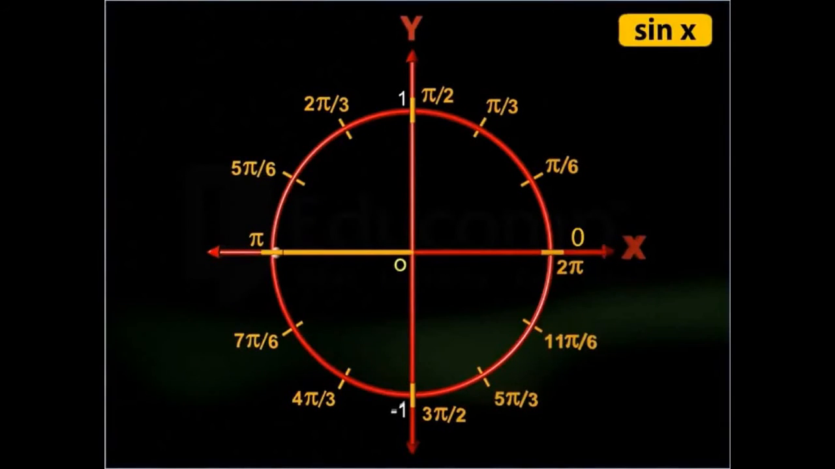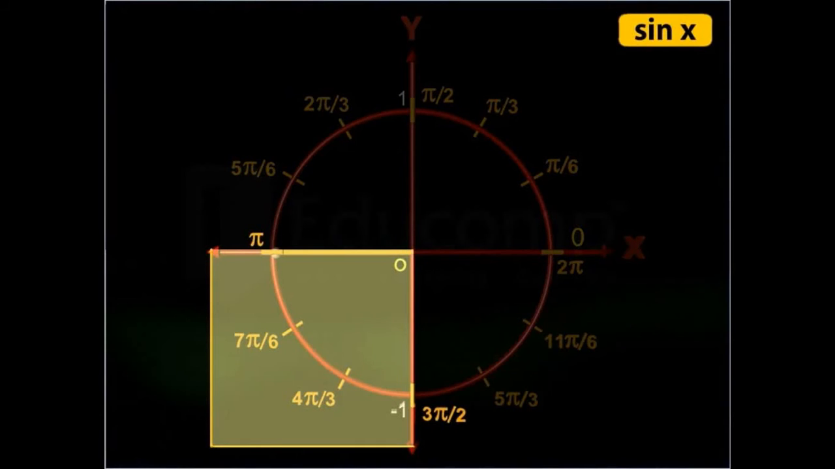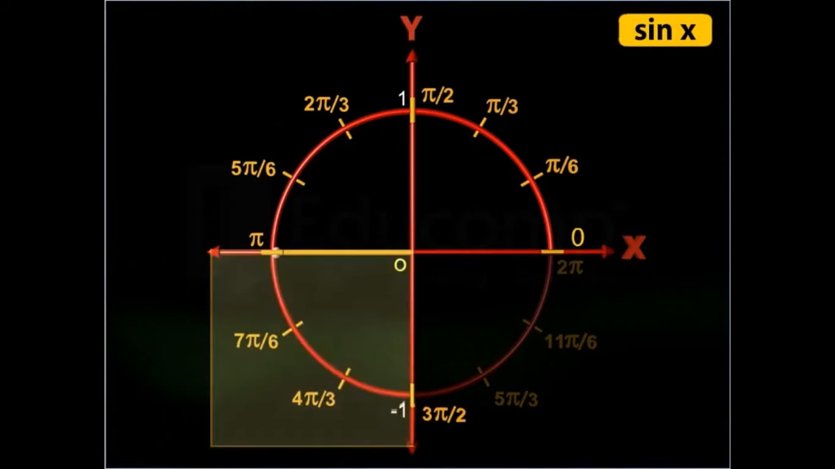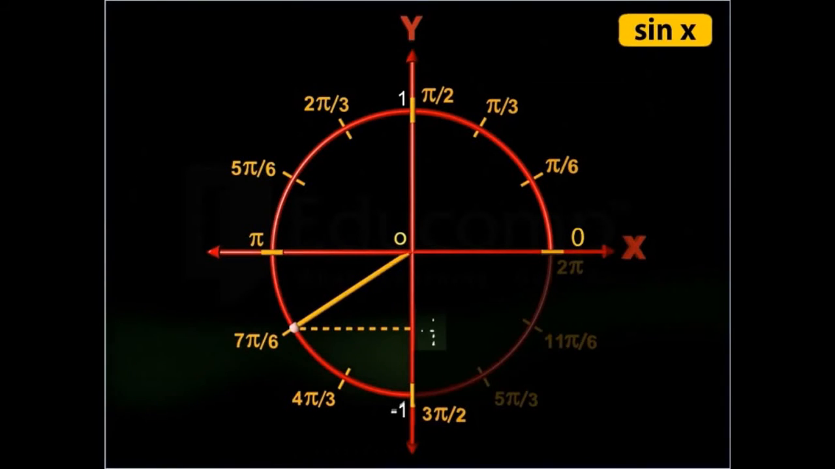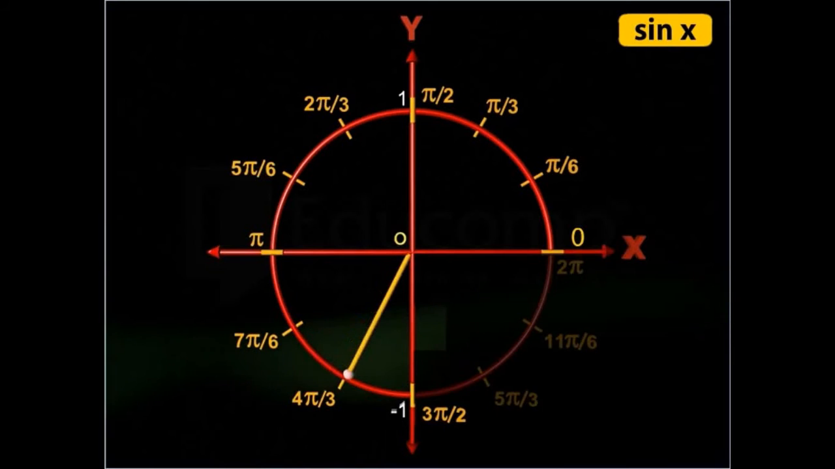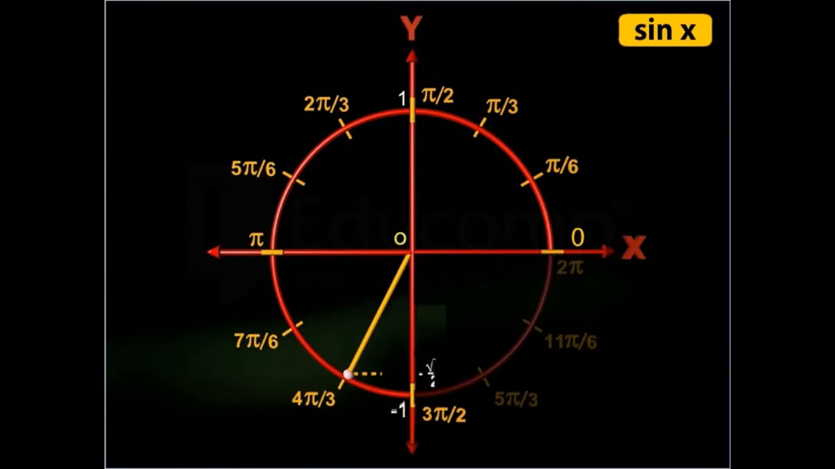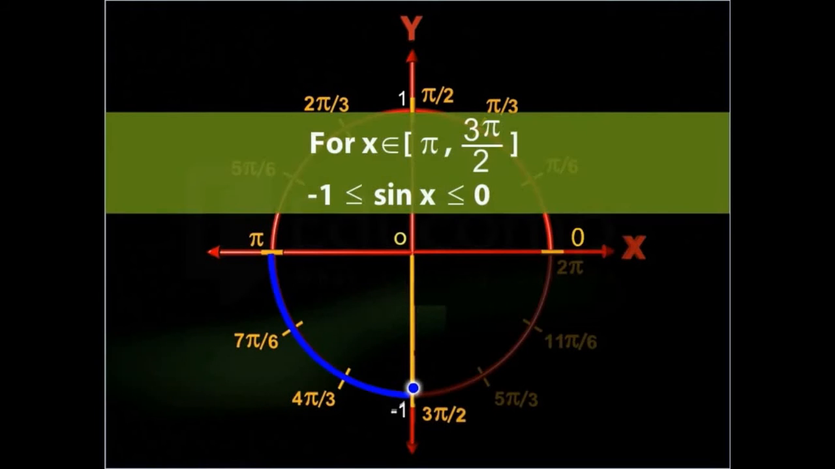Further, in the third quadrant, as the value of x increases from pi to 3 pi by 2, the value of sine x decreases from 0 to -1.